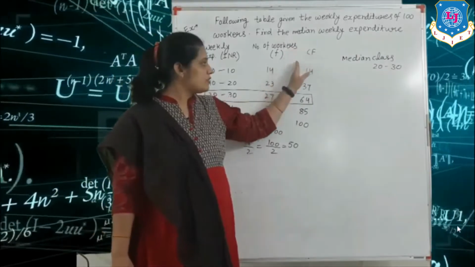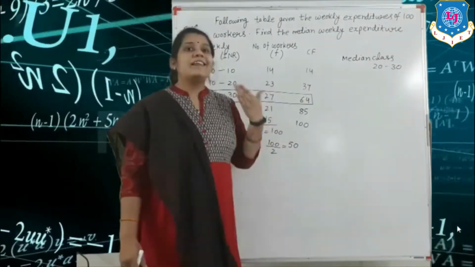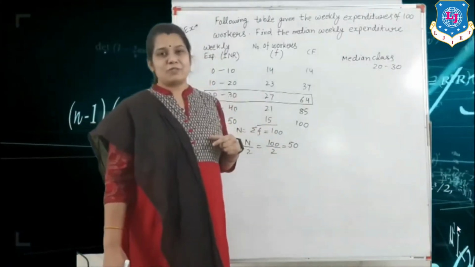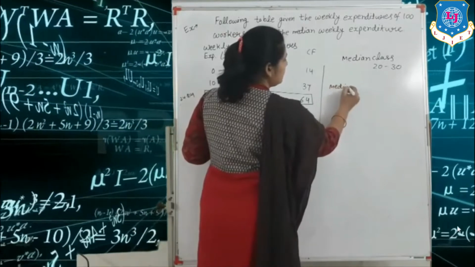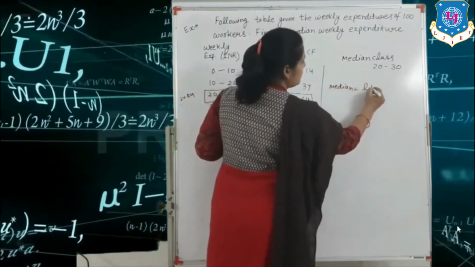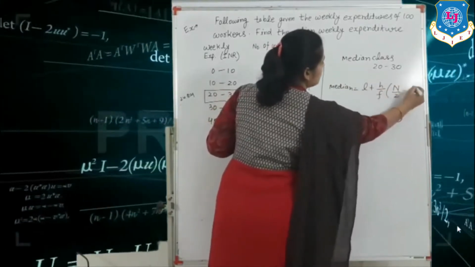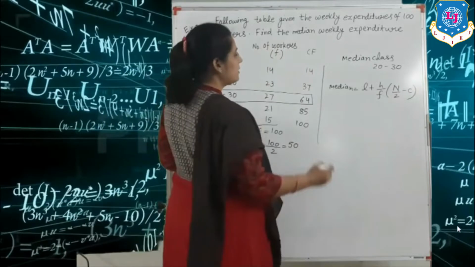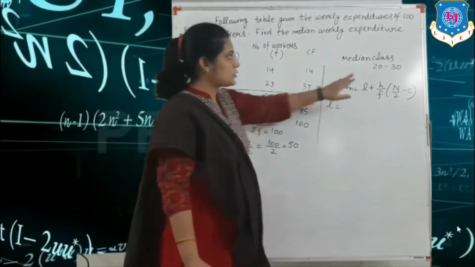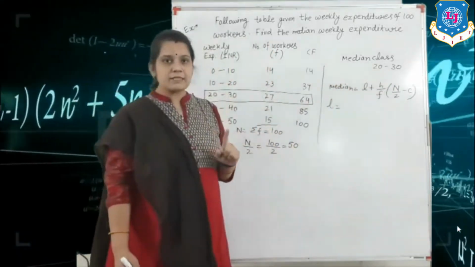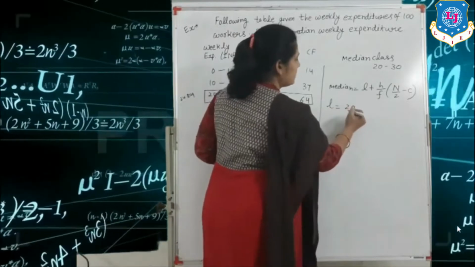Okay, that means if your CF is given in the increasing order, this is the less than type of the frequency distribution. So the formula is median is equal to L plus H upon F times n by 2 minus C. Got it? So here L is equal to the lower limit of the median class. So 20 to 30 is the median class. So the lower limit is what? Lower limit is 20. So L is equal to 20.